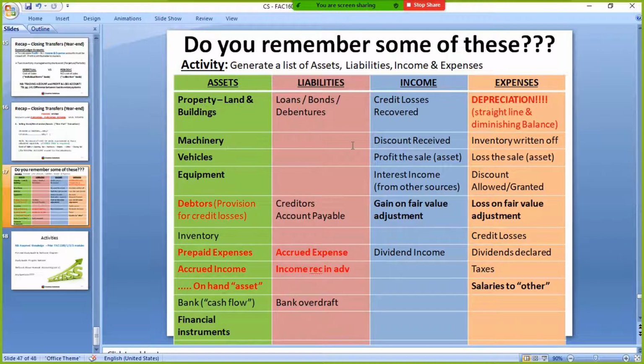Right. I will cover specific sections. The one that I've highlighted, depreciation, is a big one. That's important. The red is important. Debtors, important. Prepaid, accrued, income received in advance, all of that's important. On hand, important. The others you'll see, but not as often. Okay, the ones in red are popular, that you'll probably see even maybe in the first example that we'll look at just now.